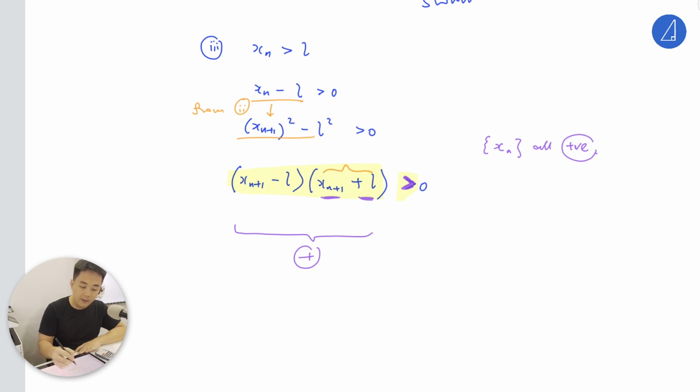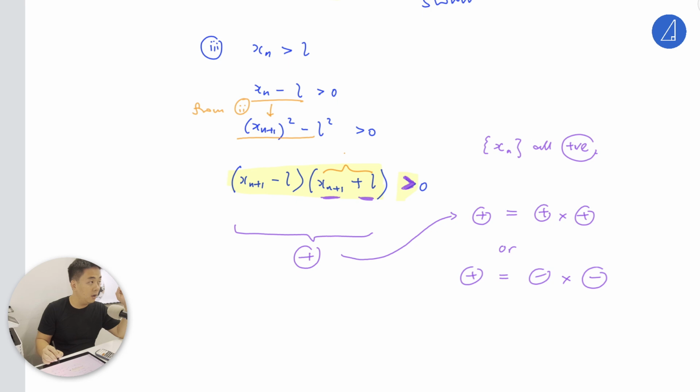Okay. Why? Because overall is positive, you have two possibilities, right? If overall is positive, either you have two factors which are positive, or you can have two factors being negative. Agree? So we want to ask ourselves, if overall is positive, we have two factors here. What is the first one? Is it positive or negative? That is the question. So because we know that this is positive, then confirm this is positive.